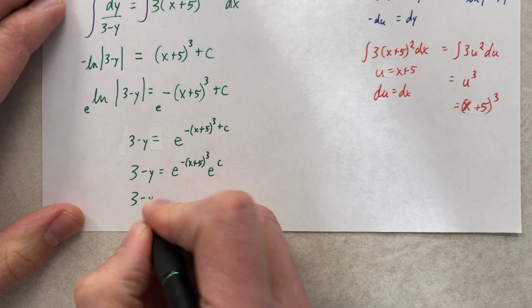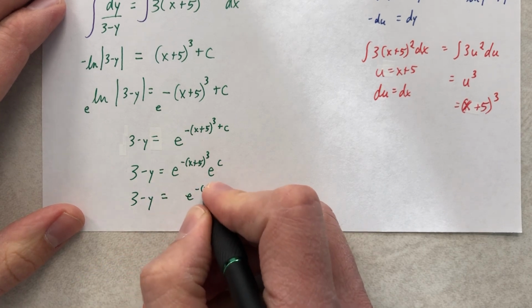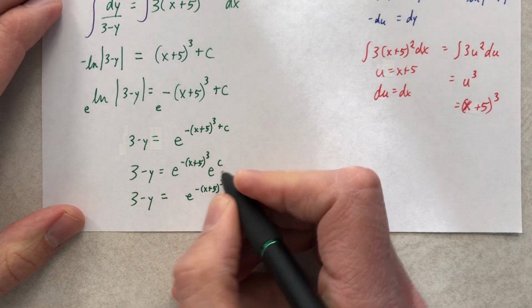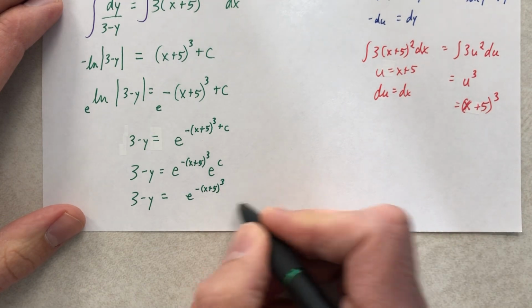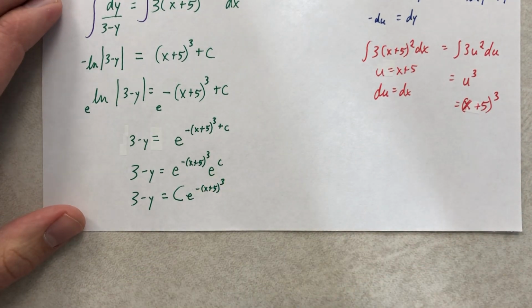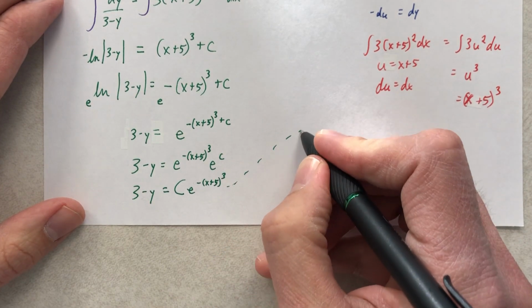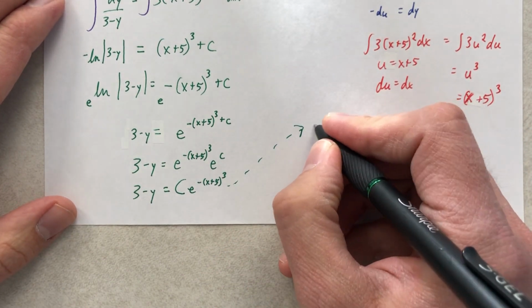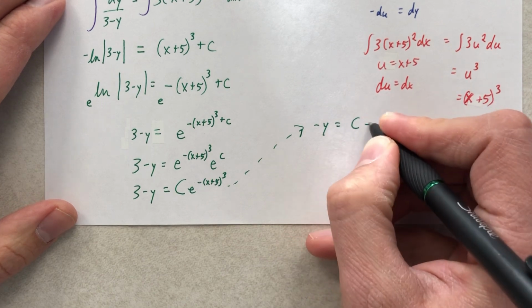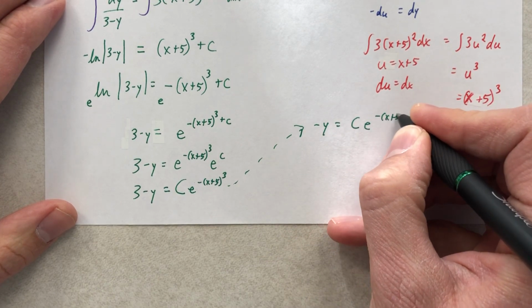So 3 minus y equals e to the negative (x plus 5) cubed. But number to a number is a number. Don't leave numbers dangling at the end. Put them in the front. And we'll keep solving. We're going to bring this work up here. So negative y equals c e to the negative (x plus 5) cubed.